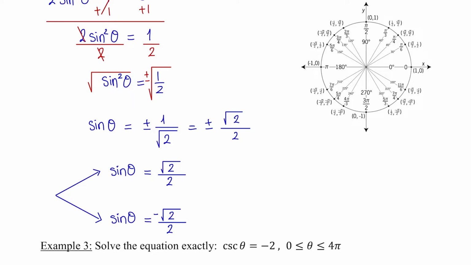When sine of theta equals positive root 2 over 2, theta is going to be in the first and the second quadrant, because when theta is in the first or second quadrant, sine of that angle is going to be positive. And I'm looking into my first and second quadrant to see which angle makes my sine equal to root 2 over 2. And that is pi over 4 and 3 pi over 4.